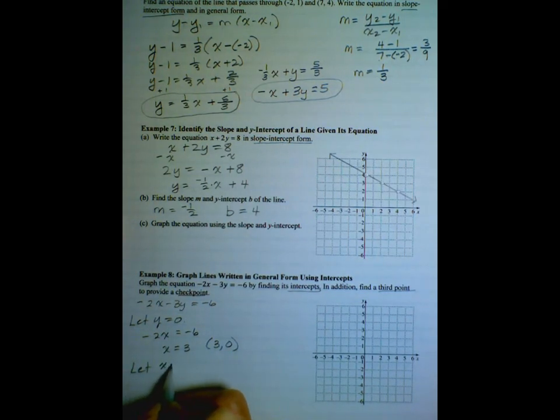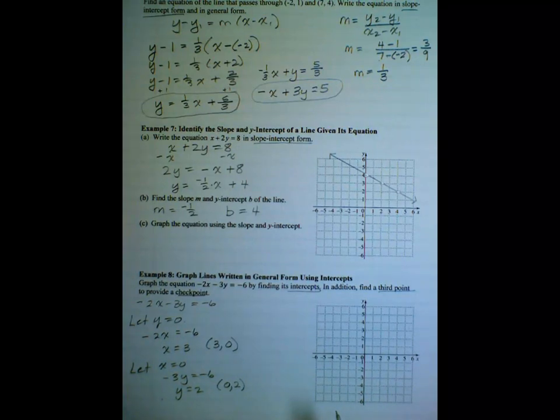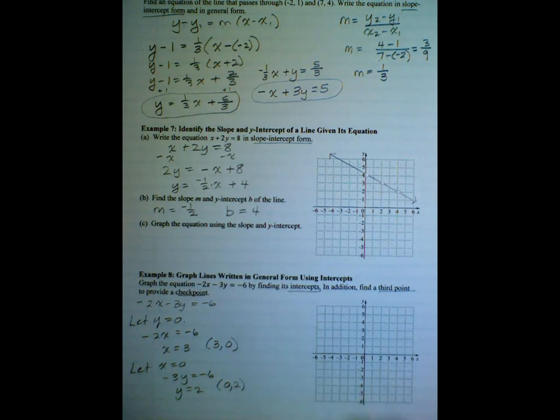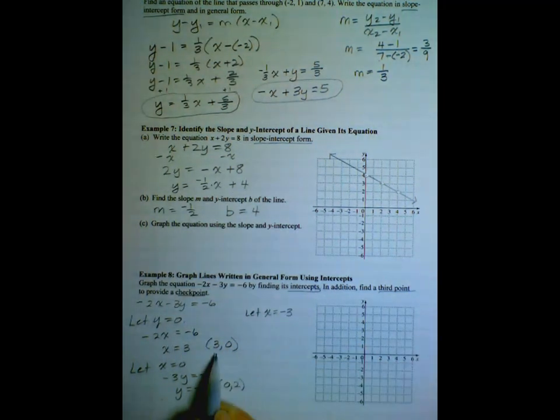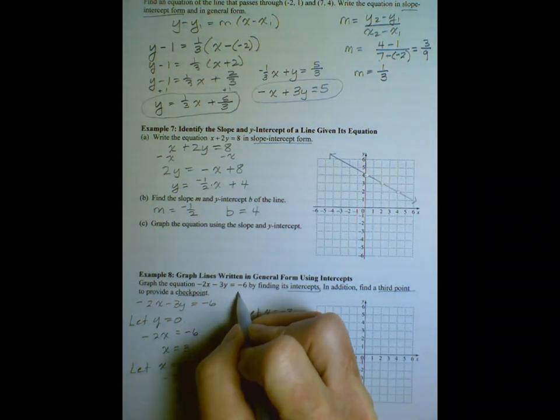Let's let x equal 0 now. And when I plug in 0 there, that x term just goes away, and I have negative 3y equals negative 6. Divide by negative 3, y equals 2. So I have the point 0, 2. And it says now to find a third point. I'm going to try to find something that I'll end up with integers to graph. Sometimes you get fractions as you just choose x's and y's. But let me just say, let's let x be negative 3. I know when x is positive 3, y is 0. What happens when x is negative 3? So this is my checkpoint.